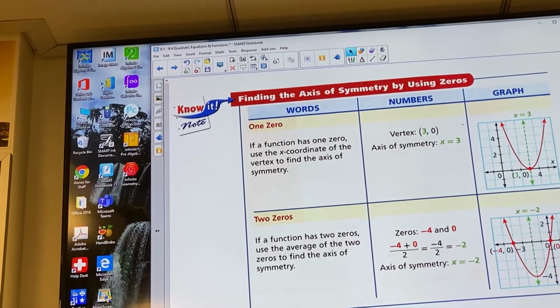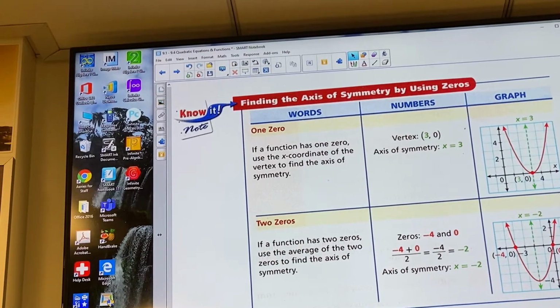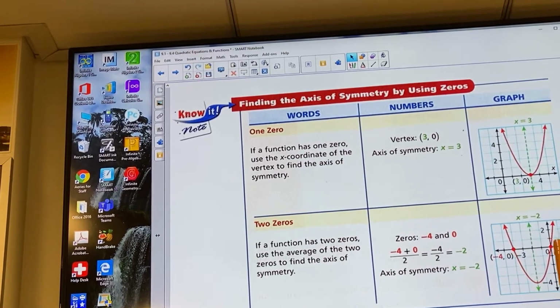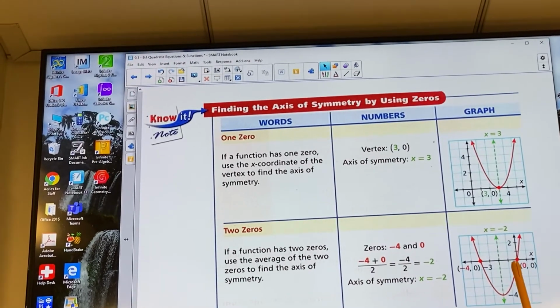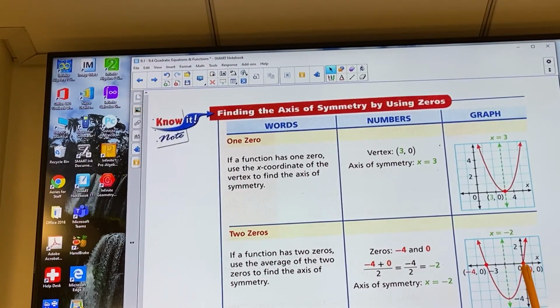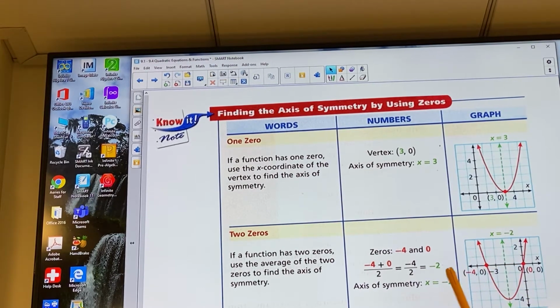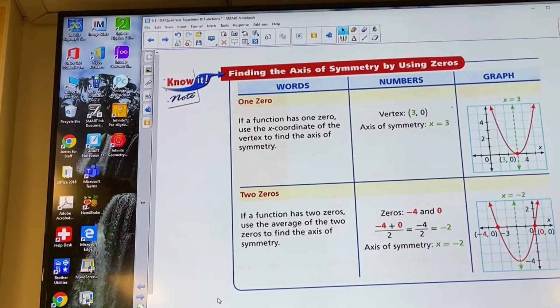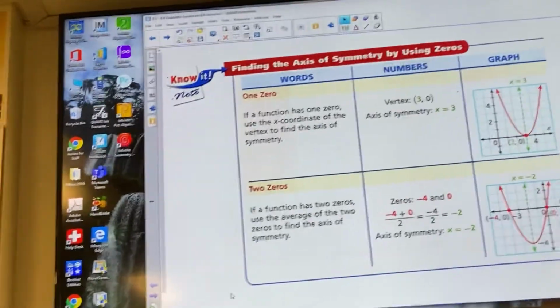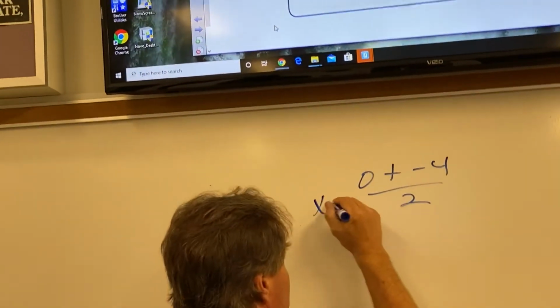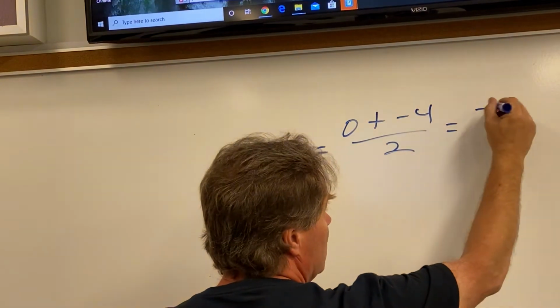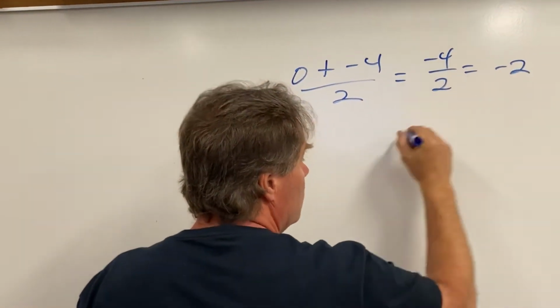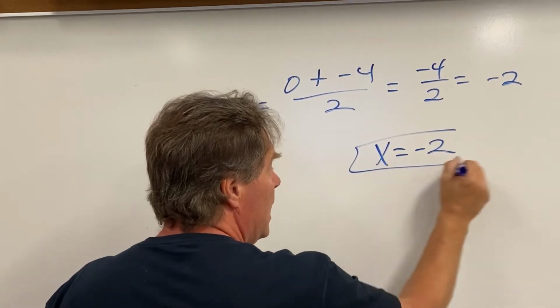So here's how you would figure out the axis of symmetry, which is also the x-coordinate of the vertex, for this problem right here. Okay, let's see where they cross. It crosses at 0 and, let's see, 1, 2, 3, 4, -4. 0 and -4, right? So you would say 0 plus -4 divided by 2. Add them up, divide by 2, and it's going to be x equals that. So x equals 0 plus -4 is -4, over 2 is -2. X equals -2 is my axis of symmetry.